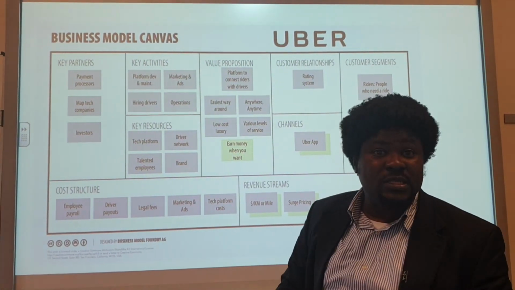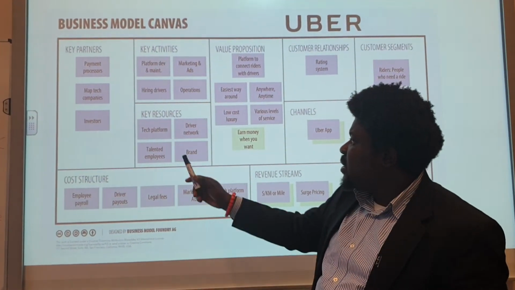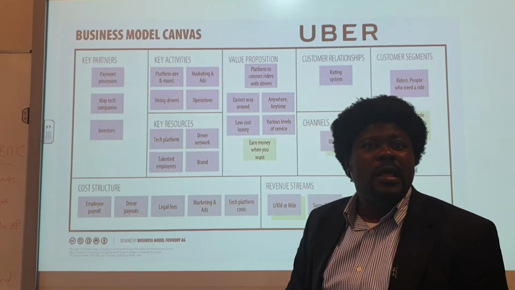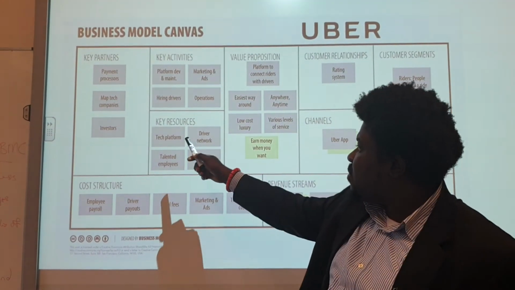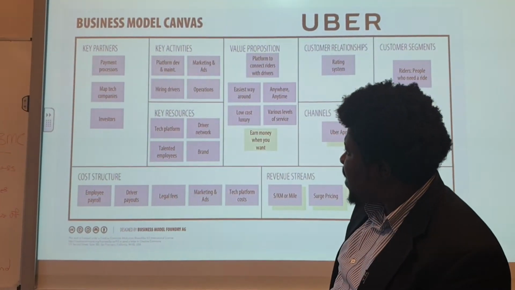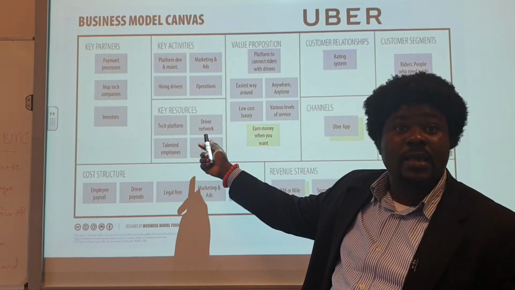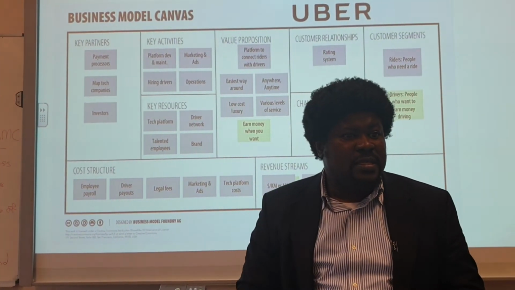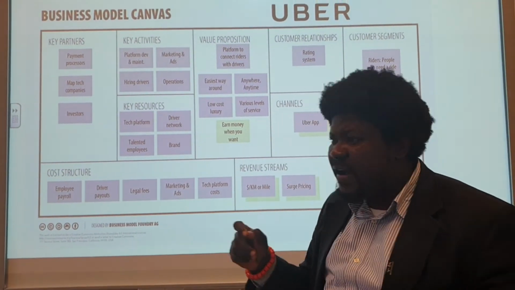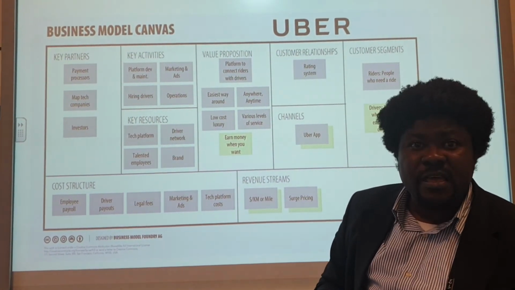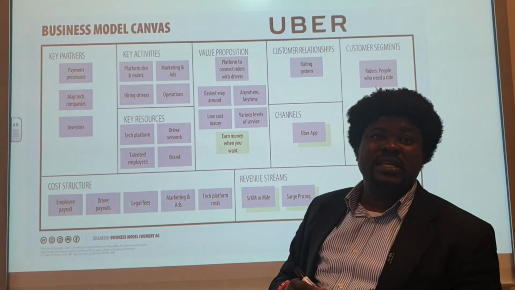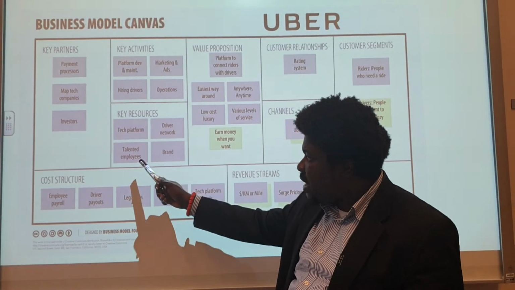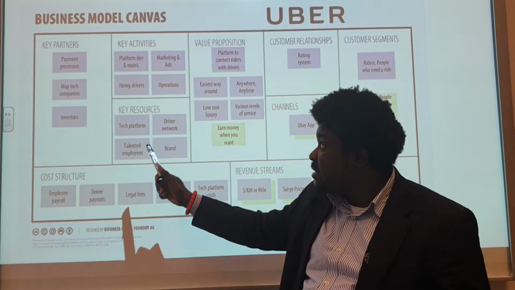What are the key resources of Uber? Tech platform. A resource there is that without technology, there will be no Uber. Technology platform or technical platform. The driver network, it's a resource. The brand itself, the Uber brand, it's a brand that says fast taxi, safe taxi. Fast transportation, safe transportation. And then a major key resource there is talented employees, talented staff.